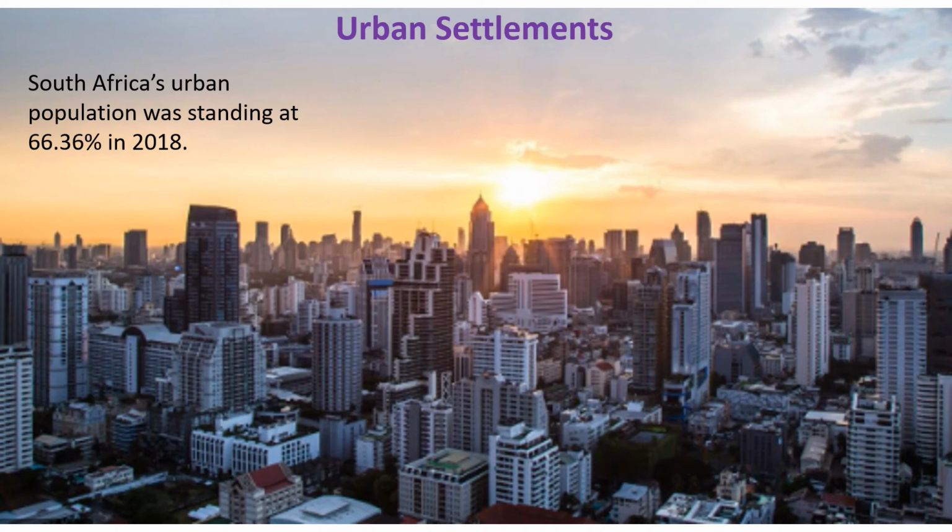The next section is urban settlements. This photograph here is of Johannesburg. So if we look at South Africa's urban population, the latest statistics I could get were for 2018, and at the time South Africa was standing at an urbanization percentage of 66.36%. Just for interest's sake, in the previous census in 2010, South Africa was at 62%. So that's got to tell you something about the rural-urban migration that is happening in this country.